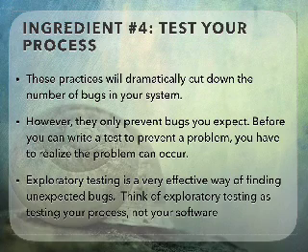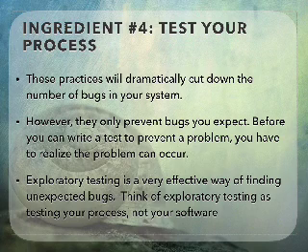Now the fourth ingredient is the process which is being tested. These practices will dramatically cut down the number of bugs in your systems. However, they only prevent bugs that you already expect. Before you can write a test to prevent a problem, you have to realize that the problem can occur. So unless you have that realization, it is impossible to identify the bug and to fix it. In such a scenario, exploratory testing can help you effectively in finding unexpected bugs. Think of exploratory testing as testing your process and not just the code that you have developed.